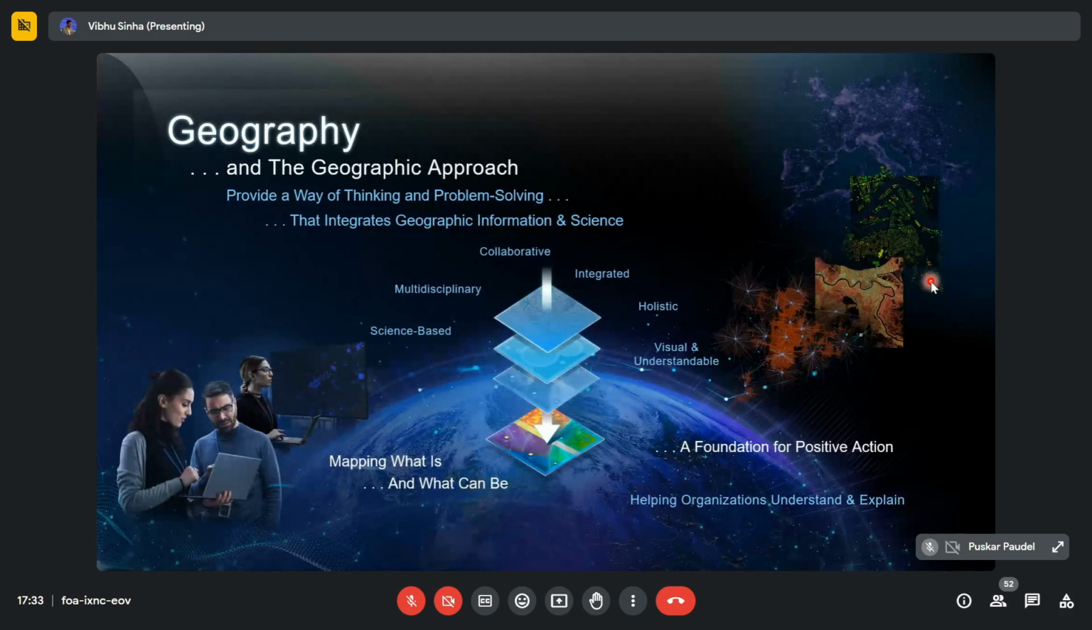So to solve a problem, the biggest hurdle is we need to understand the problem first, right? And we can understand only if we get a holistic view of the complete scenario. And that is not happening unless you get all the factors, all the actors of a situation on a single page. And that is what GIS helps you in.